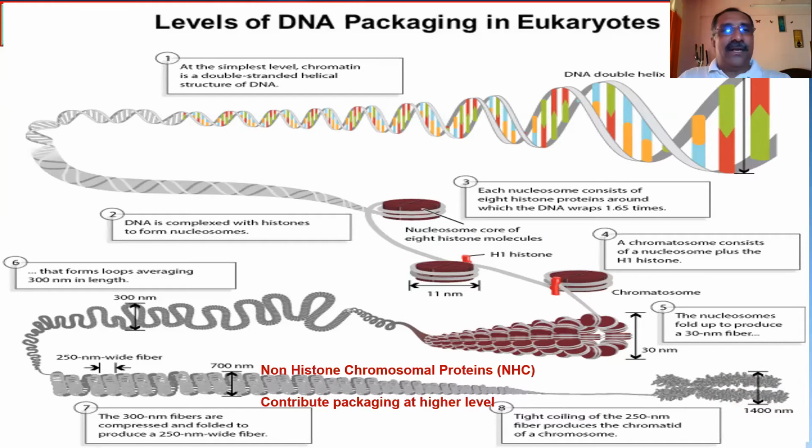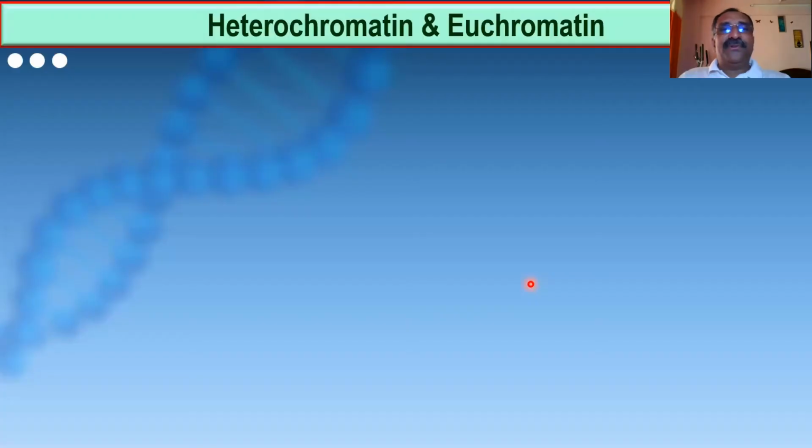But this actual 2 nanometer thick DNA is coiled and supercoiled and ultimately placed in a small chromosome having a thickness of 1400 nanometer. This is the packaging of DNA in eukaryotes.